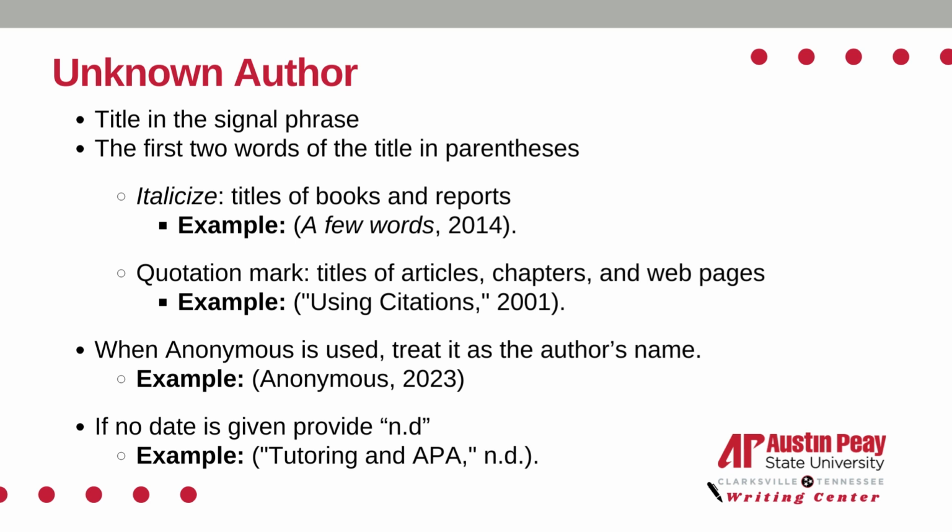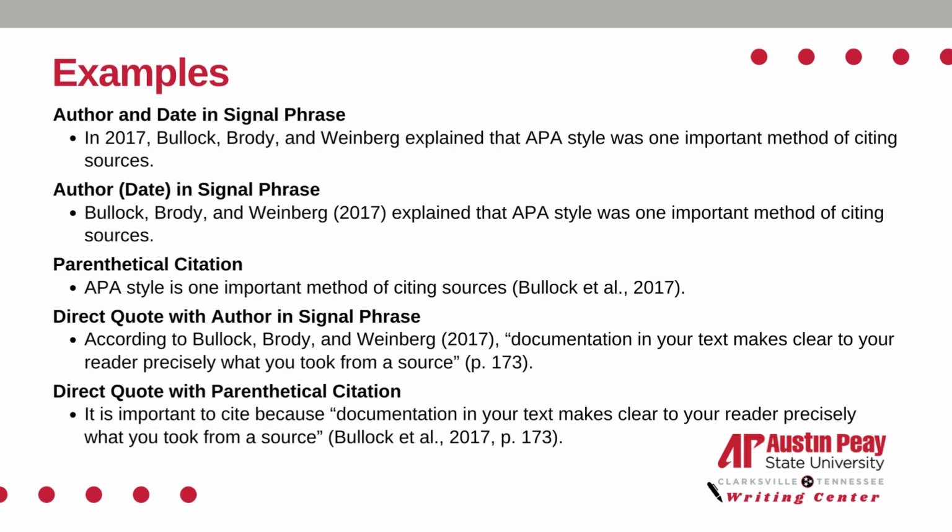Unknown author and unknown date: if no author or date is given, use the title in your signal phrase or the first two words of the title in the parentheses, and use the abbreviation n.d. for no date. Feel free to pause on this slide for more APA in-text citation examples.